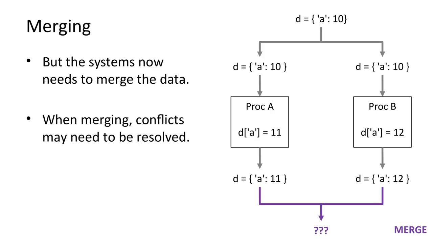If defensive copying is used, then the next issue is what happens when the copied data needs to be merged. When merging, conflicts may need to be resolved between data items with the same name. In the example, we have two data items called A, and they have different values. This is a conflict. Different dataflow systems may handle this in different ways.